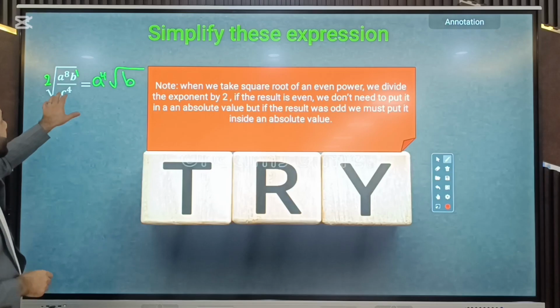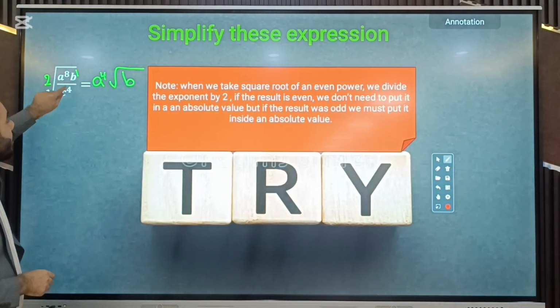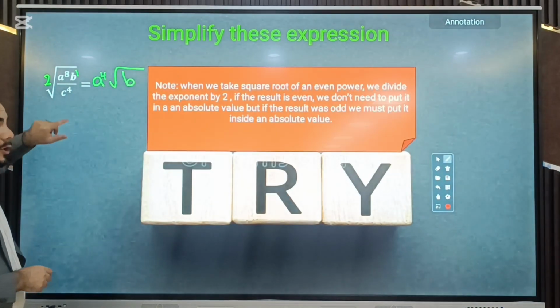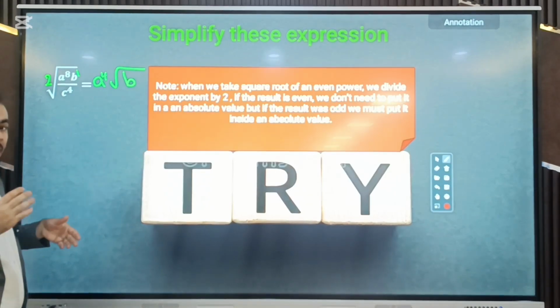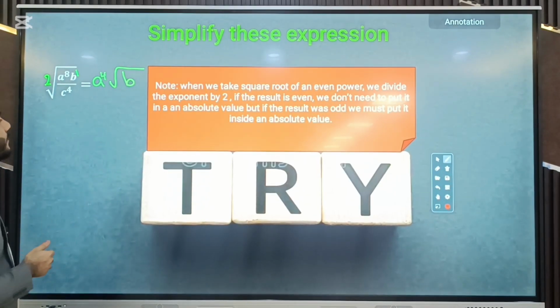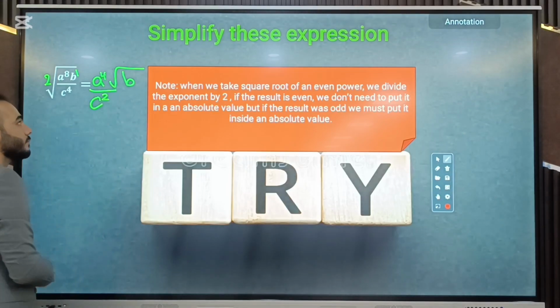And then we have c to the power of 4. Just like a, we are going to divide that 4 by the index. So 4 divided by 2 is equal to 2. And since it's even, we are not going to put it inside an absolute value. So it's going to come out as c to the power of 2.